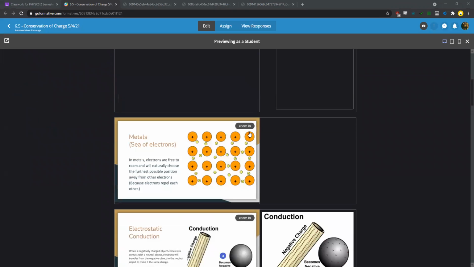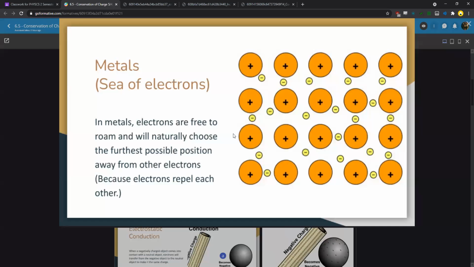Now, before we move on to question 2, I do want to talk about this though. We talked about this on Monday and Friday. So in metals, there is a sea of electrons. These electrons can move wherever they want, right? They just don't because they're all repelling each other, which means they want to stay as far away from each other as possible, which is why they're evenly spread out. If it wasn't for the fact that electrons repel each other, they would go anywhere they want.